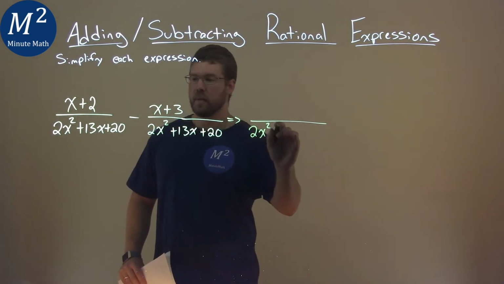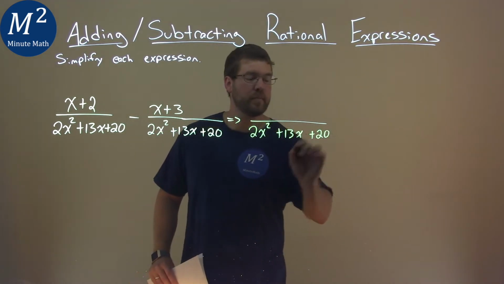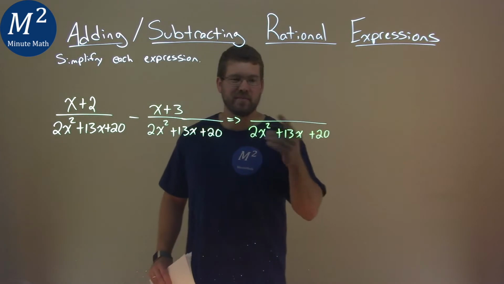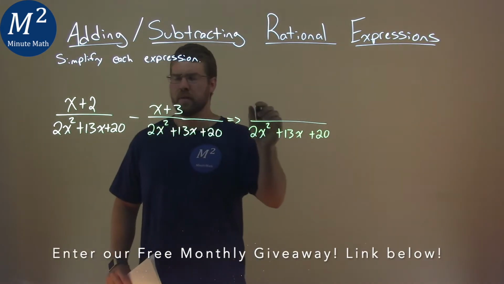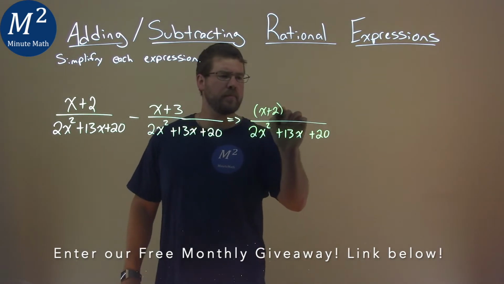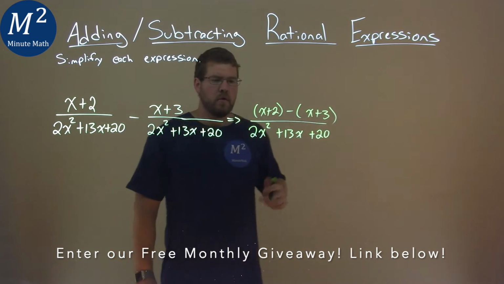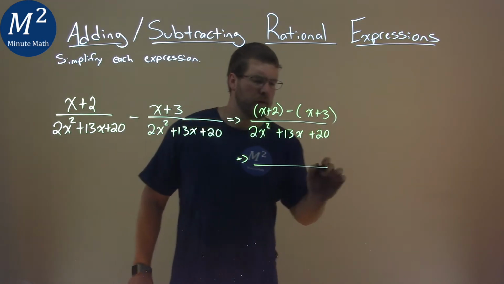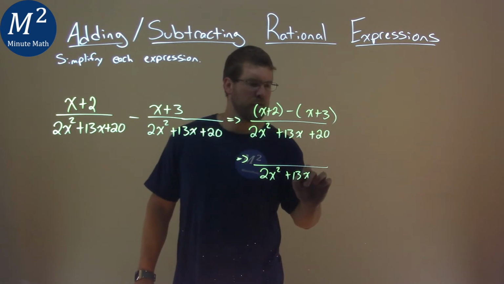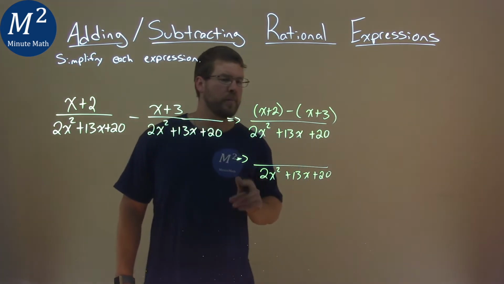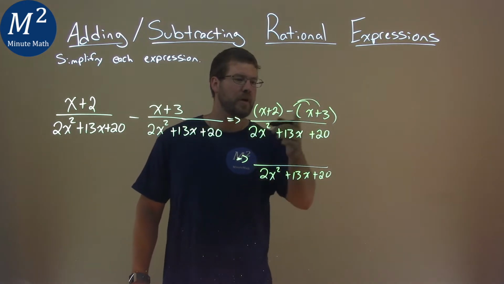2x squared plus 13x plus 20 here. Then, by having that same denominator, we just add the numerators, or subtract them. We have an x plus 2 here, minus an x plus 3. So we now want to combine the numerator. The denominator keeps the same, 2x squared plus 13x plus 20. But the numerator, make sure we combine our like terms. Make sure we distribute this subtraction sign.